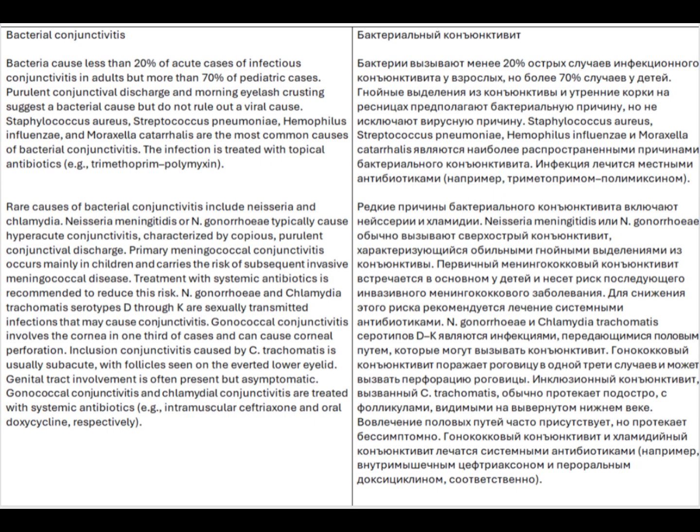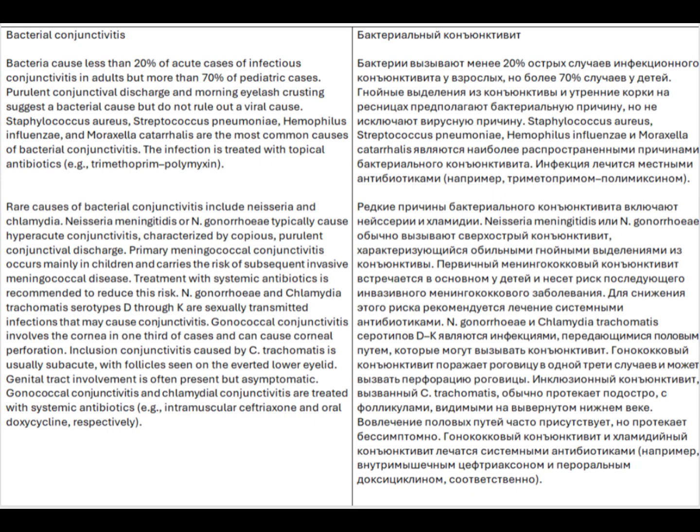Rare causes of bacterial conjunctivitis include Neisseria and chlamydia. Neisseria meningitidis or N. gonorrhoeae typically cause hyperacute conjunctivitis, characterized by copious, purulent conjunctival discharge. Primary meningococcal conjunctivitis occurs mainly in children and carries the risk of subsequent invasive meningococcal disease. Treatment with systemic antibiotics is recommended to reduce this risk. N. gonorrhoeae and Chlamydia trachomatis serotypes D through K are sexually transmitted infections that may cause conjunctivitis.